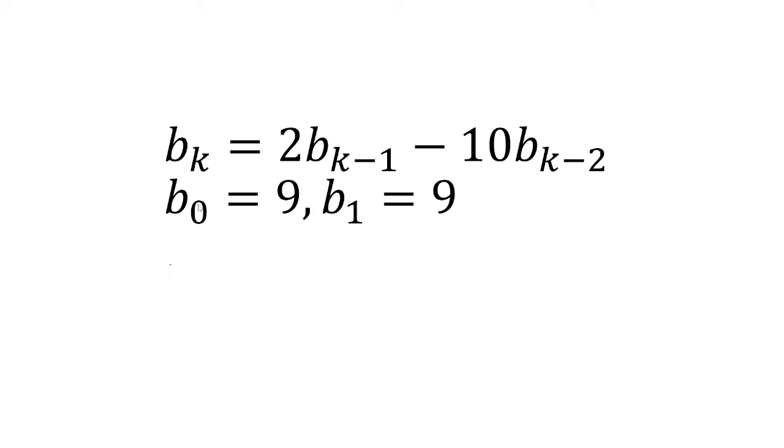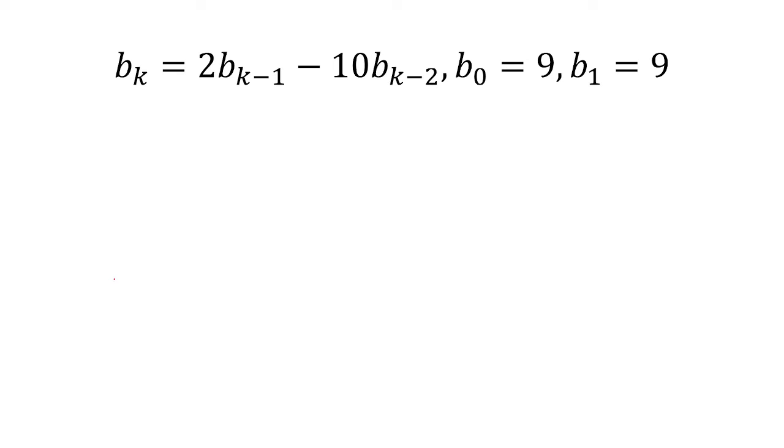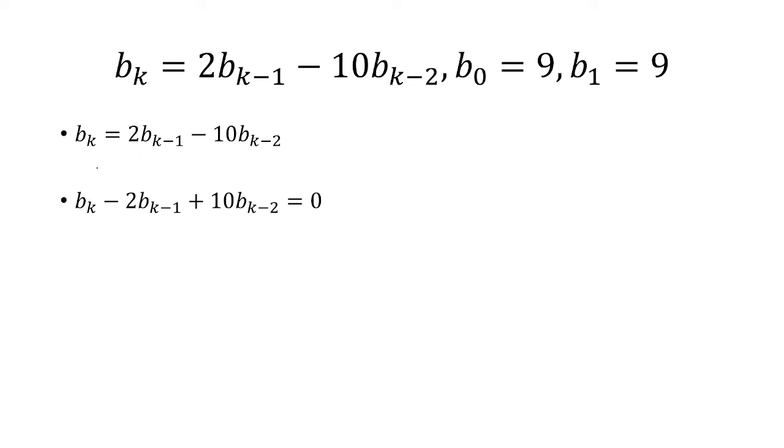We have the recursive formula b_k equals 2 times b_{k-1} minus 10 times b_{k-2}, where b_0 and b_1 are both 9. So let's move everything to the left here. So we have b_k minus 2b_{k-1} plus 10b_{k-2}. That is equal to 0.